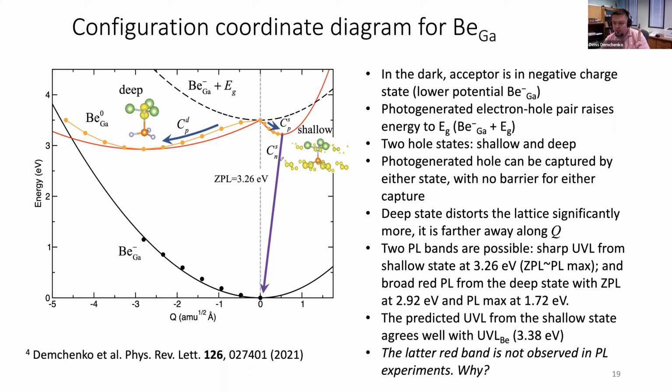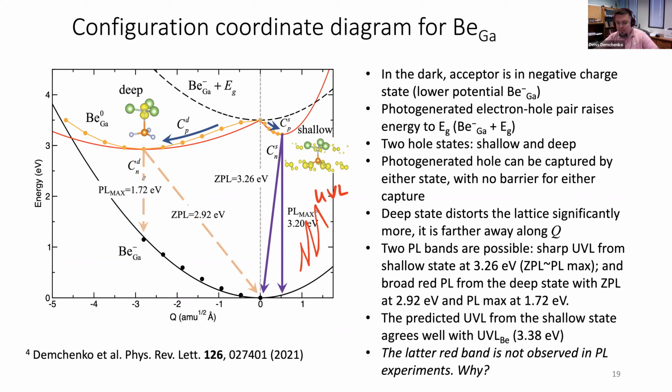Then that means I can have two different PL bands. One from the shallow state, where the PL maximum and zero-phonon line are very close to each other. That creates this UVL band that is very spiky and very narrow. That's UVL. Or HSE calculations also predict a very wide PL band from the polaron, where the ZPL and PL maximum are separated by a large energy because there's large relaxation of the lattice. Again, here you have to move this nitrogen really far away from beryllium to localize this wave function. This UVL is observed in experiment. We can understand this by calculating capture coefficients.